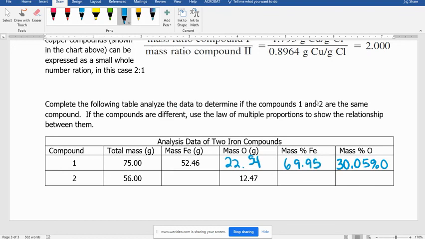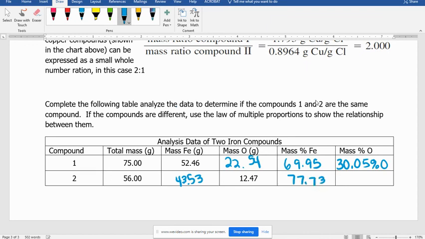So then over here, we've got our total amount and our amount of oxygen. So 56 minus 12.47, that ends up being 43.53. We take that and divide it by 56, then we end up with a percent composition for our iron of 77.73%.